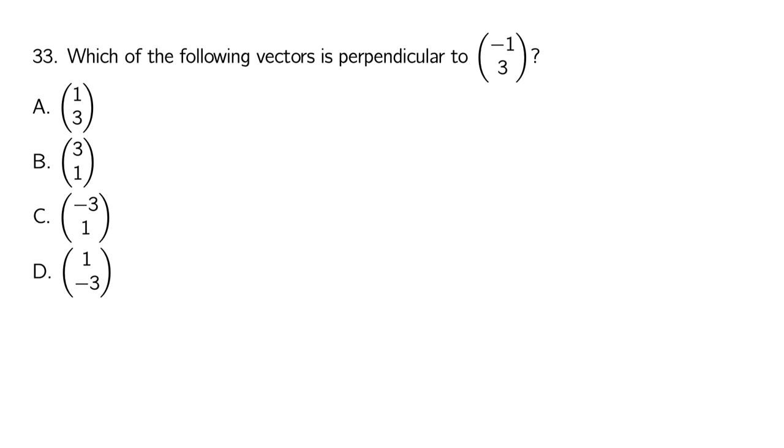The next is question 33. Which of the following vectors is perpendicular to minus 1, 3? If two vectors are perpendicular, then their dot product is 0. So we are looking for the vector which, when dotted with this, gives us 0. In fact, one rule or one trick you might remember is that when you have a vector xy, one way of finding a perpendicular vector is just to write minus y, x, or y, minus x. That's one way to find it.